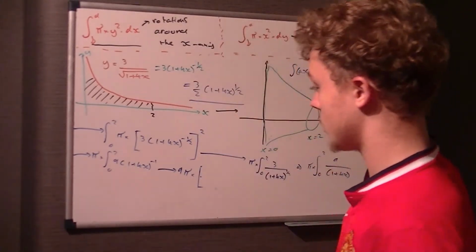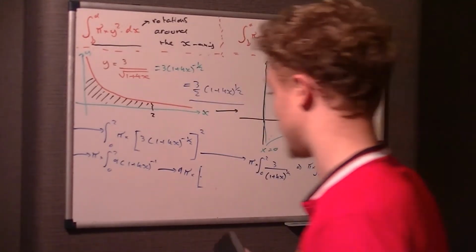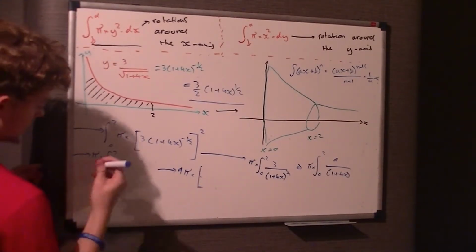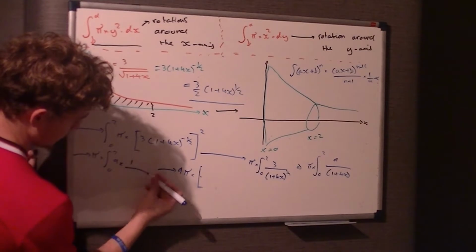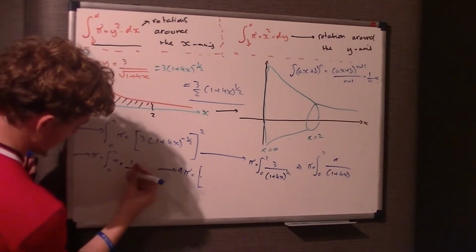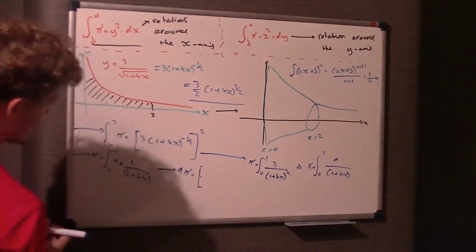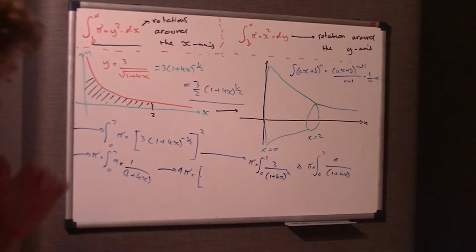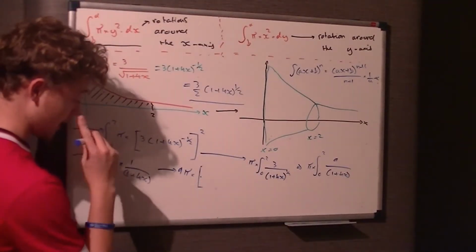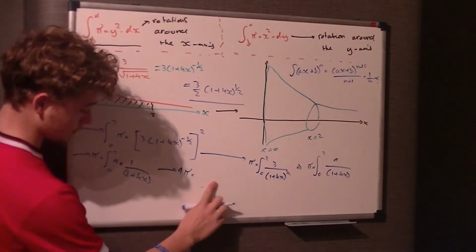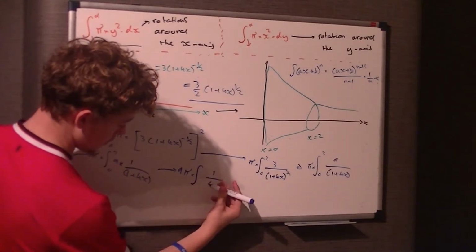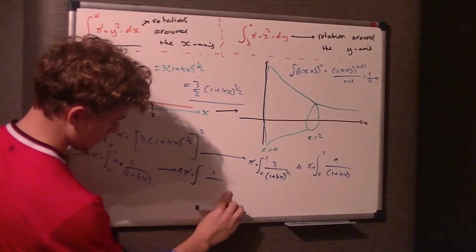Now, a good way to look at this actually, sorry, it's 9 times 1 over 1 plus 4x. So then it's 9 pi times the integral of 1 over 1 plus 4x.